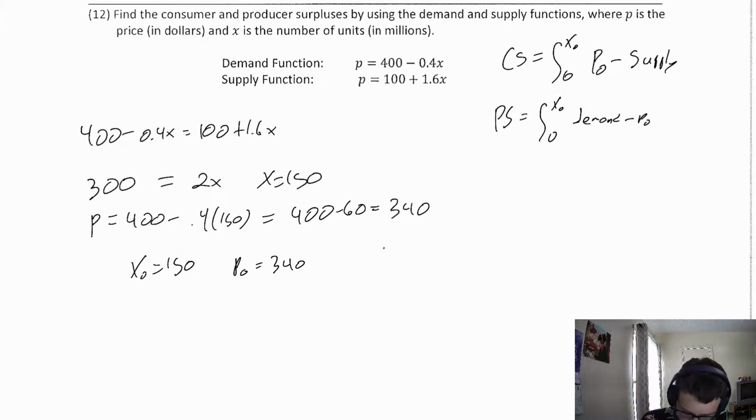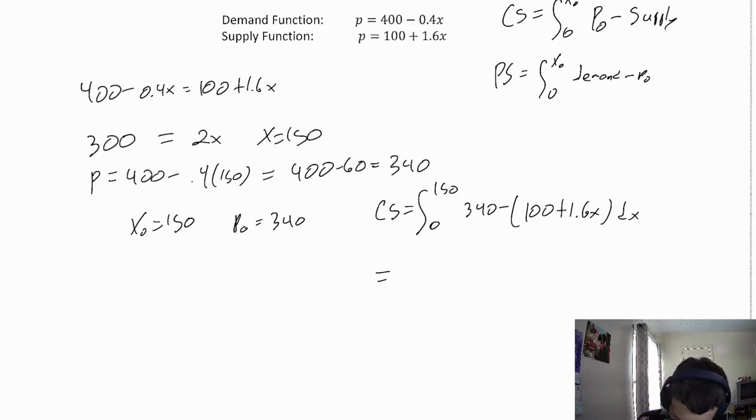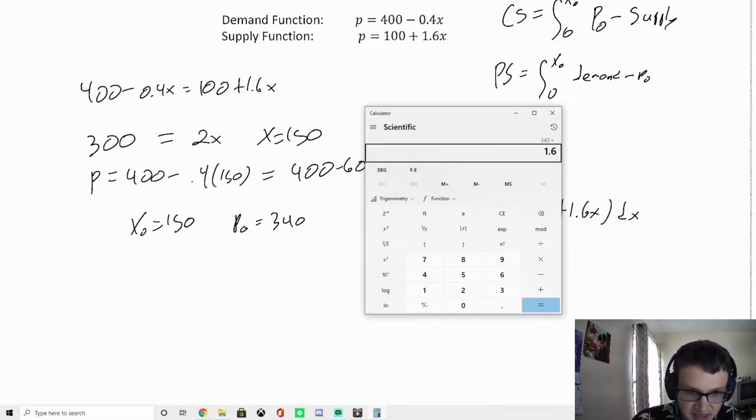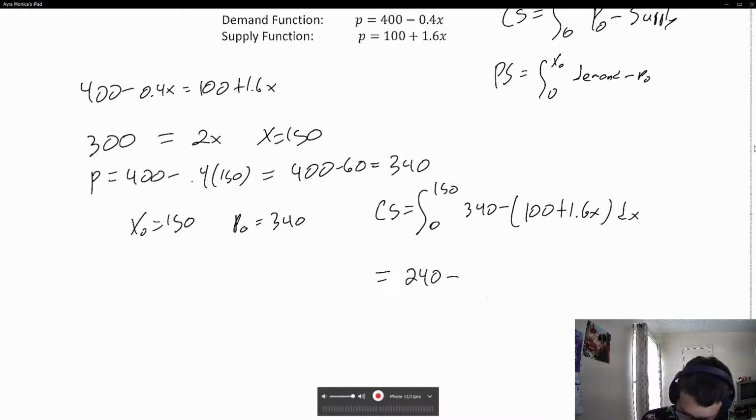So now we can find our consumer surplus: the integral from 0 to 150 of 340 minus 100 plus 1.6x. This is 240 minus, and then I don't know what 340 times 1.6 is. Oh, I don't even need to do that, sorry.